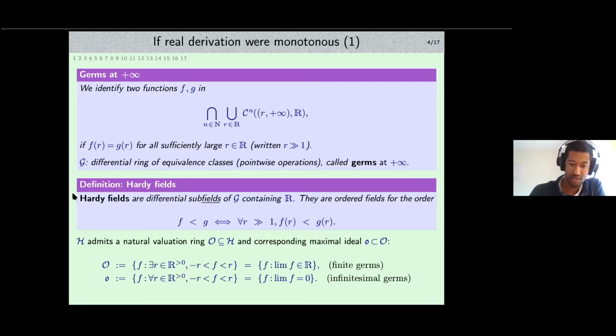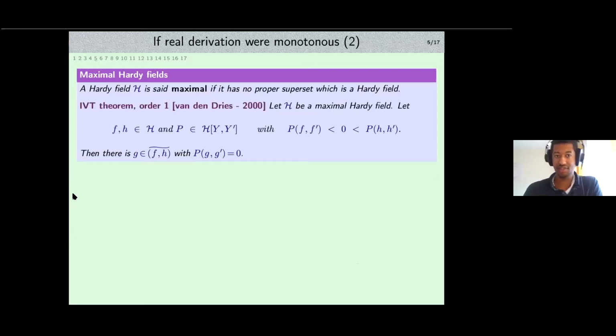So I'll first give some examples of Hardy fields. The largest examples of Hardy fields are called maximal Hardy fields. Those are Hardy fields that cannot be contained in proper Hardy fields. You cannot extend them within the set of germs. They exist by Zorn's lemma, but there is no constructive example, and there is no reason to believe that there would be an explicit example of maximal Hardy fields.